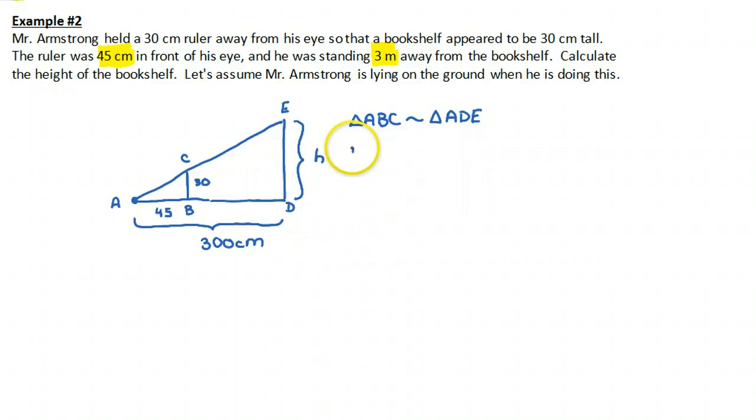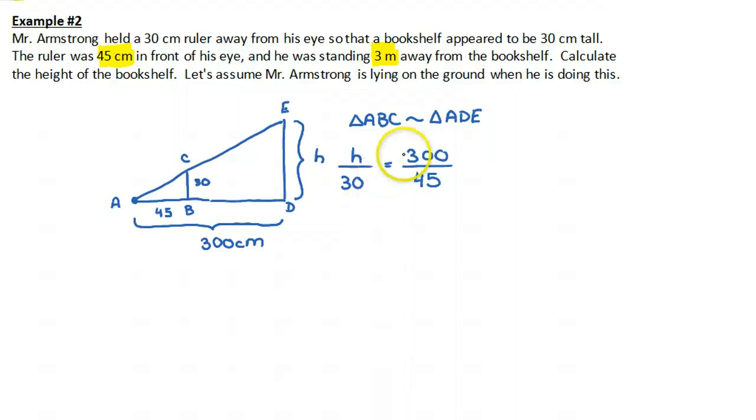So if I want to solve for H, I'm going to put H in the numerator. So I'm going to take H in triangle ADE, and I'm going to say H over 30. In this case, I'm going to set my ratio so that it's the two proportional sides. So H over 30 is equal to, now I'm going to take the base of the large triangle, which is 300, over the base of the smaller triangle, which is 45.